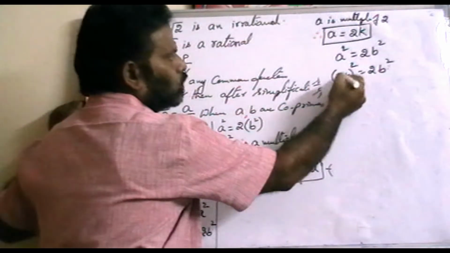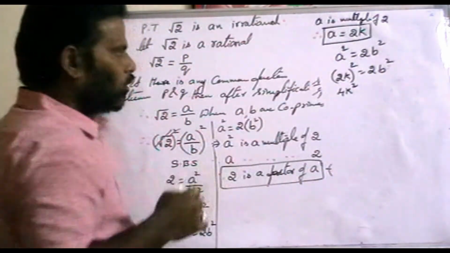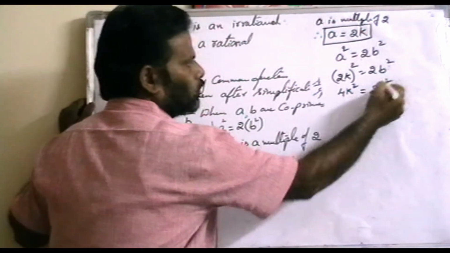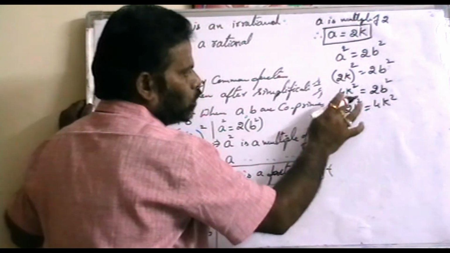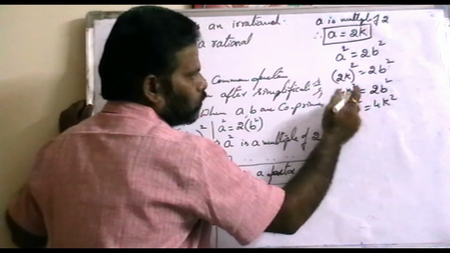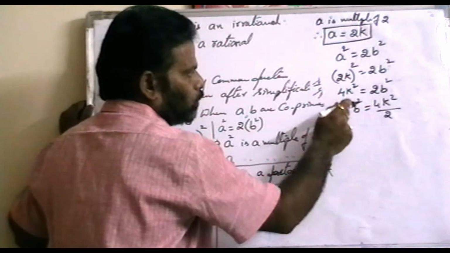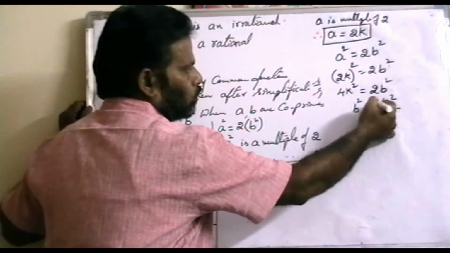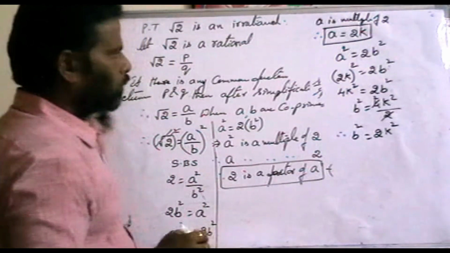2k whole square means 2 square, 4k square, that is equal to 2b square. Therefore 2b square is equal to 4k square. So b square is equal to 4k square by 2. Now 2 ones are 2, 2 twos are 4. Therefore finally b square is equal to 2k square.